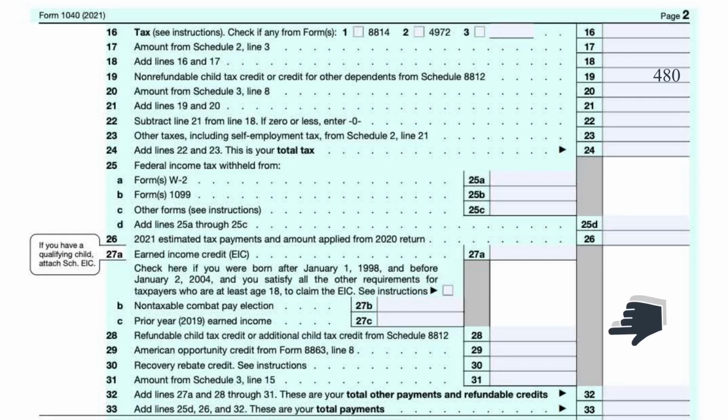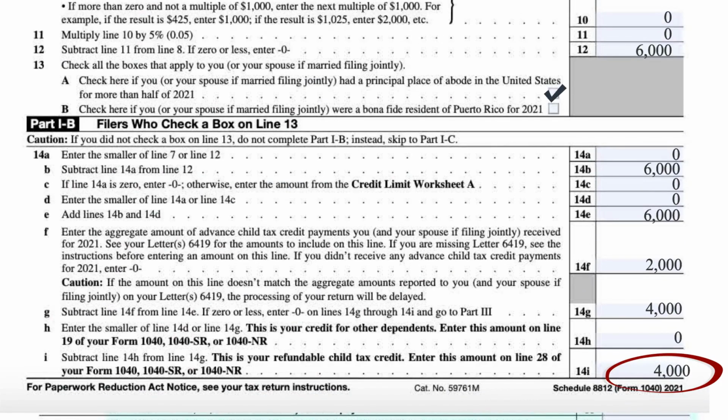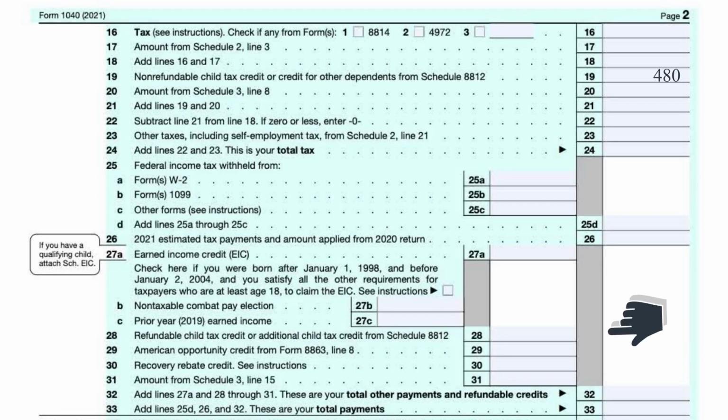Line 28 is for the Refundable Child Tax Credit or Additional Child Tax Credit from Schedule 8812, which we already went over. Looking at Form 8812, we see that she had $4,000 of refundable child tax credit, which is entered here. Line 29 is for the American Opportunity Credit from Form 8863, Education Credits.